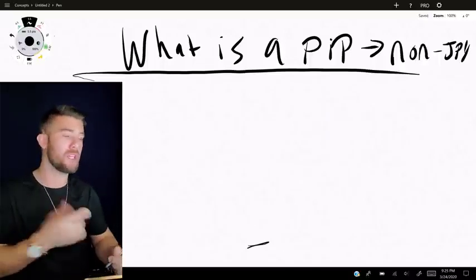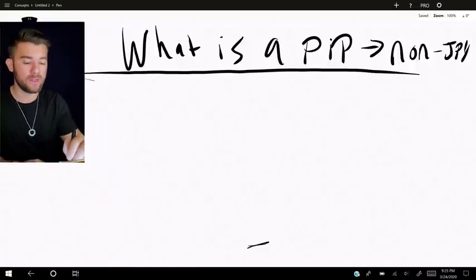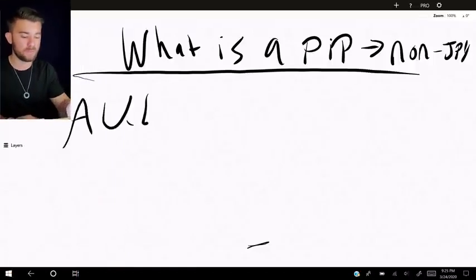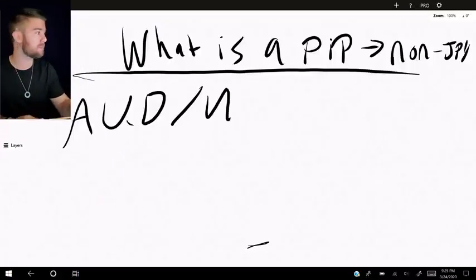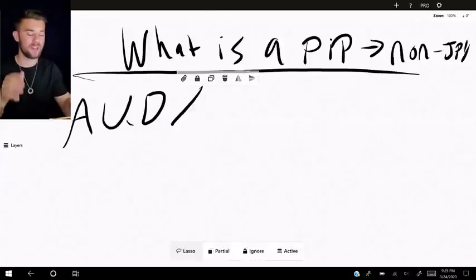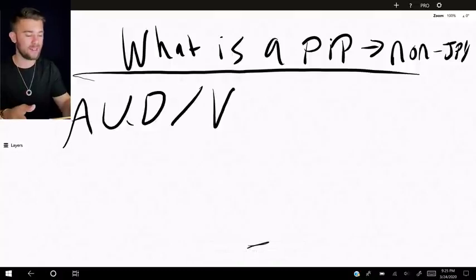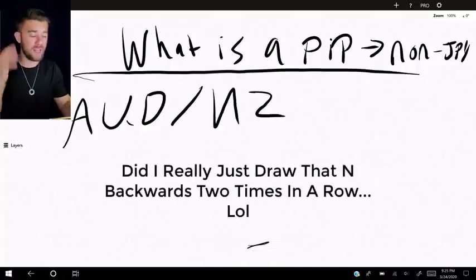Let's go over the Aussie New Zealand. Let's just pick a random pair. So AUD, NZD. I do my N's backwards. I'm slightly dyslexic. I literally just drew an N backwards because I cannot ever remember which way they go, and in my head it's always backwards.